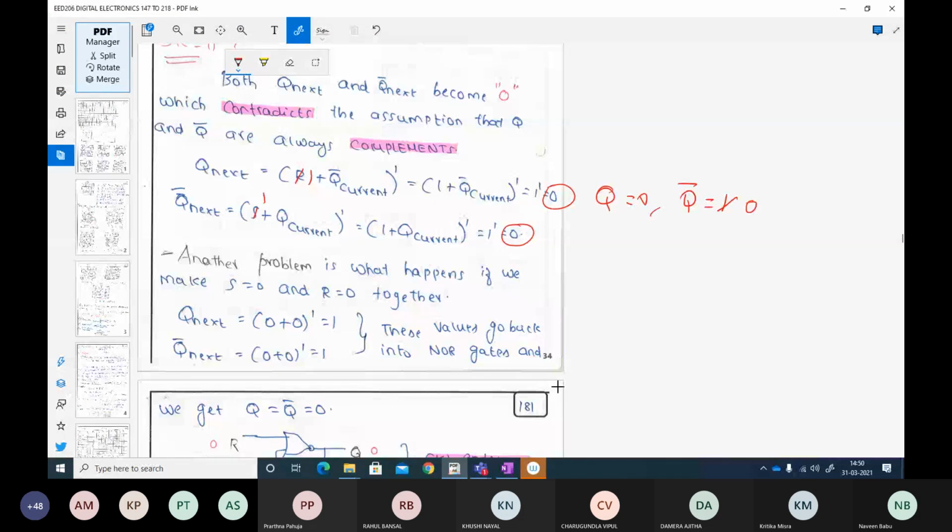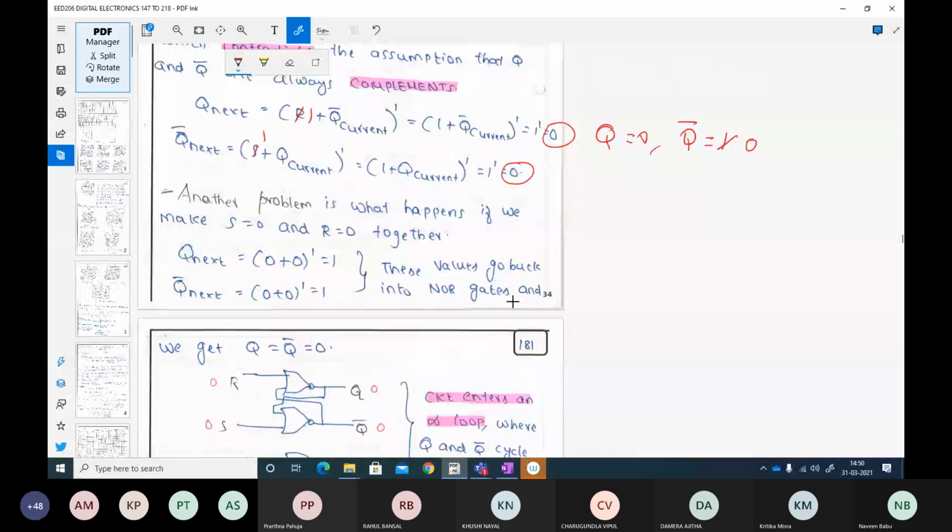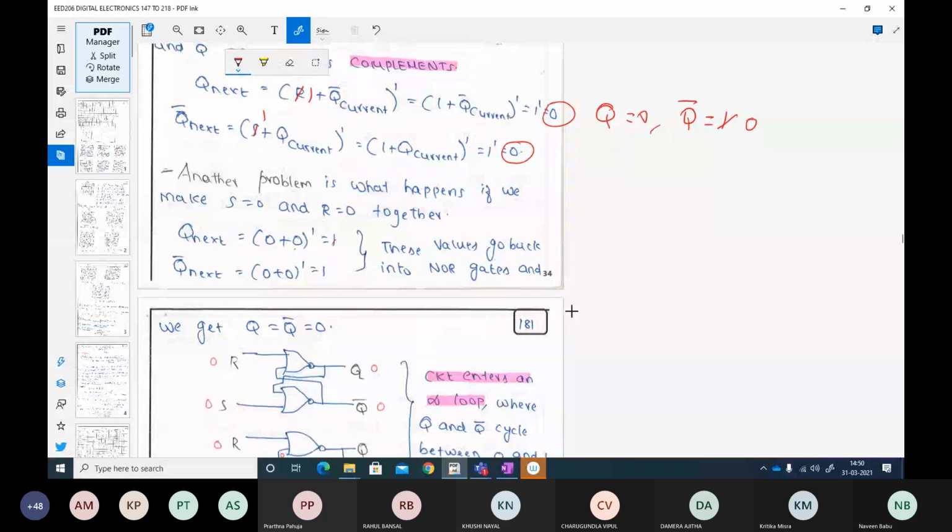Okay, all right. Another problem that you get here is that it will get into a loop. Meaning, if you set R and S to be 1, you get Q and Q bar to be 0, 0. Again, when you make your S and R to be 0 and 0, already your current state is 0 here and 0 here, so your Q and Q bar will go to 1 and 1 here. So this will keep on continuing. The circuit will enter into an infinite loop.